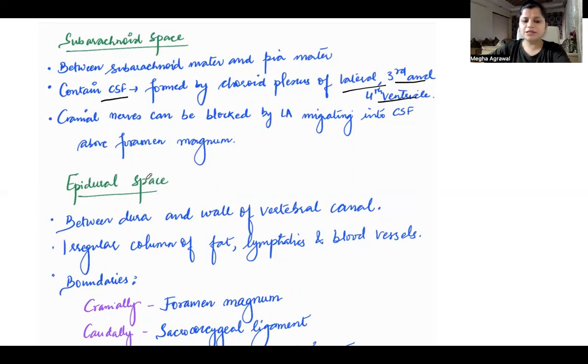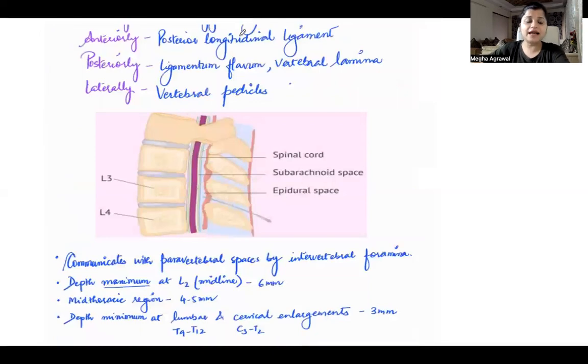The epidural space is not continuous with the head. It is between the dura and the wall of vertebral canal. It is an irregular column of fat, lymphatics, and blood vessels. The boundaries are very important in case of epidural space. Cranially, topmost, we have the foramen magnum. Caudally, there is the sacrococcygeal ligament, which we pierce during caudal anesthesia. Anteriorly, as we have already discussed, there is the posterior longitudinal ligament. Posteriorly, there is the ligamentum flavum and vertebral lamina, and laterally, there are the vertebral pedicles.